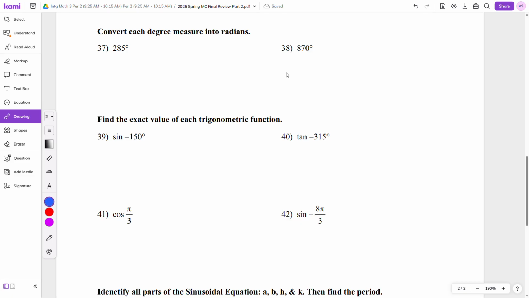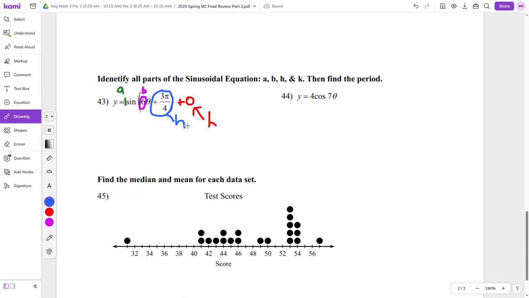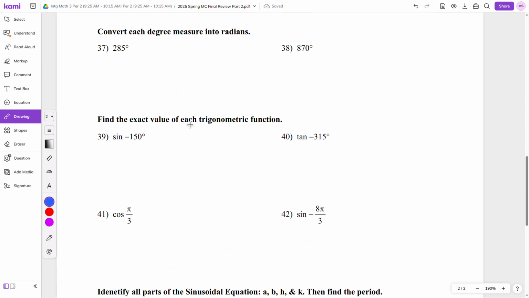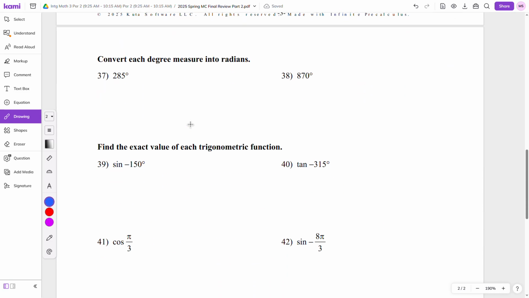This time, IM3 Part 2B. That's the second page of Part 2, numbers 37, hopefully through 45. And we're going to talk about a couple things.